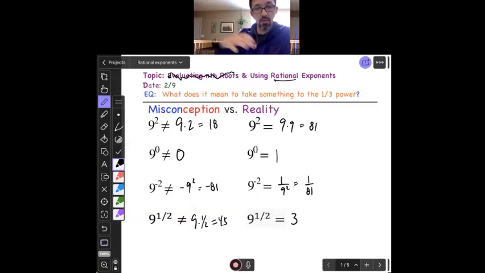So, misconception versus reality. It's not just half of the number. Let's get that right out of our heads. We're going to talk about how to do that here in a second. Does anybody need more time here with this page?